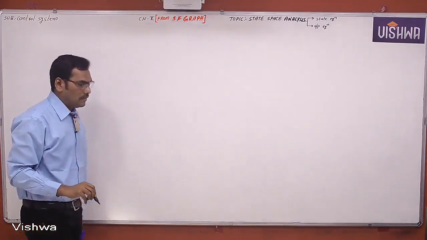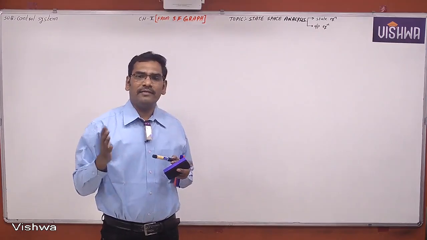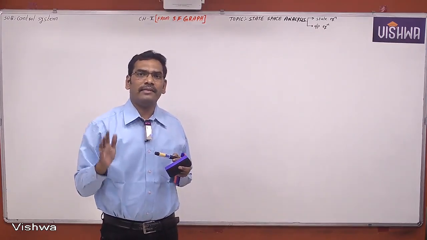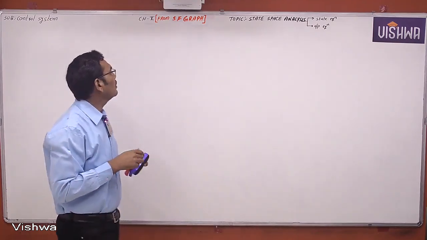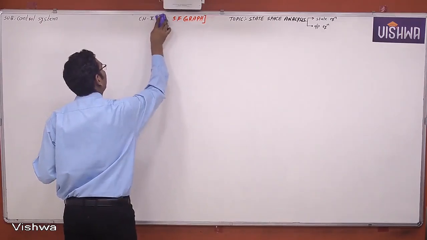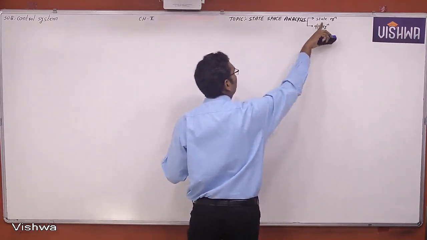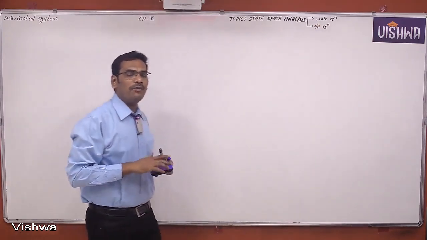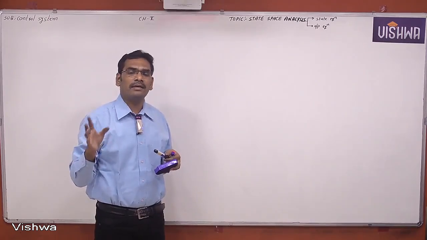Okay. Now students, you have seen how to get the state space model when the differential equation is given, transfer function is given, block diagram is given, signal flow graph is given, circuit is given. Am I right? Now, in the GATE examination, the state space model is not given. He is not giving the state equation and output equation directly.